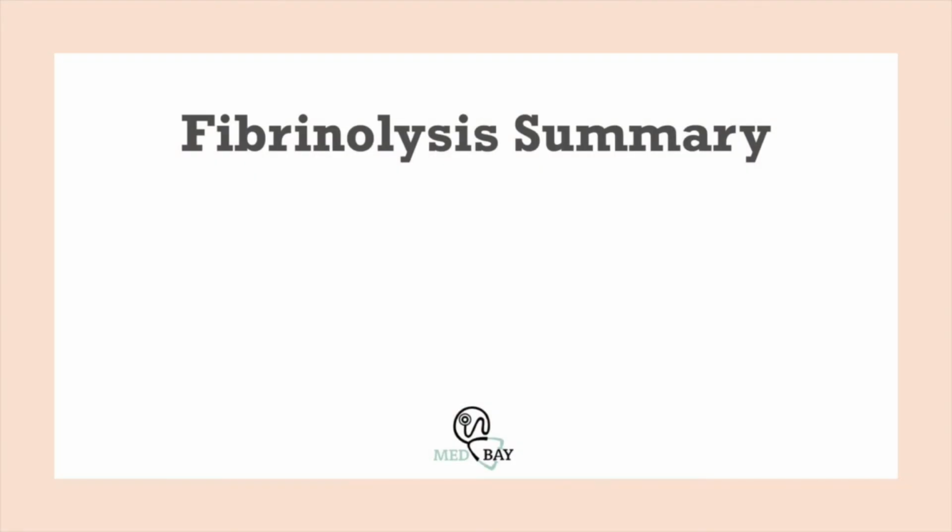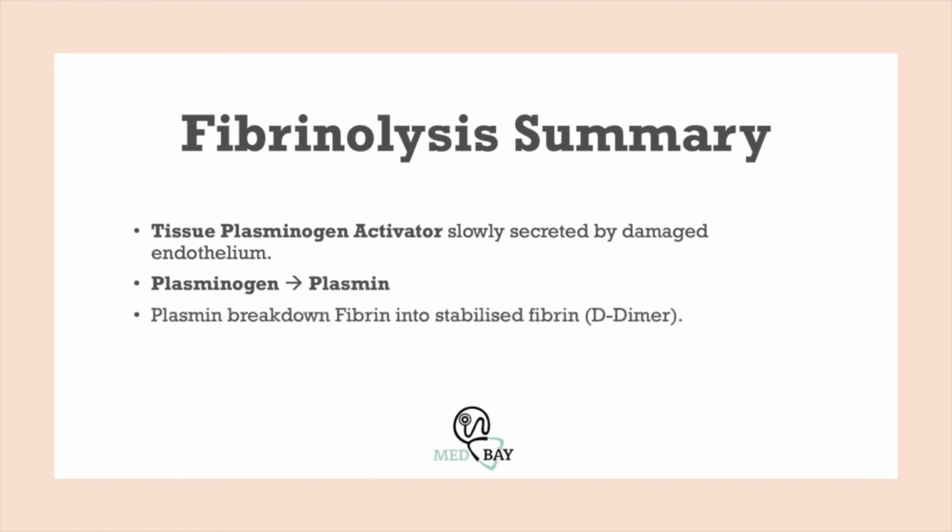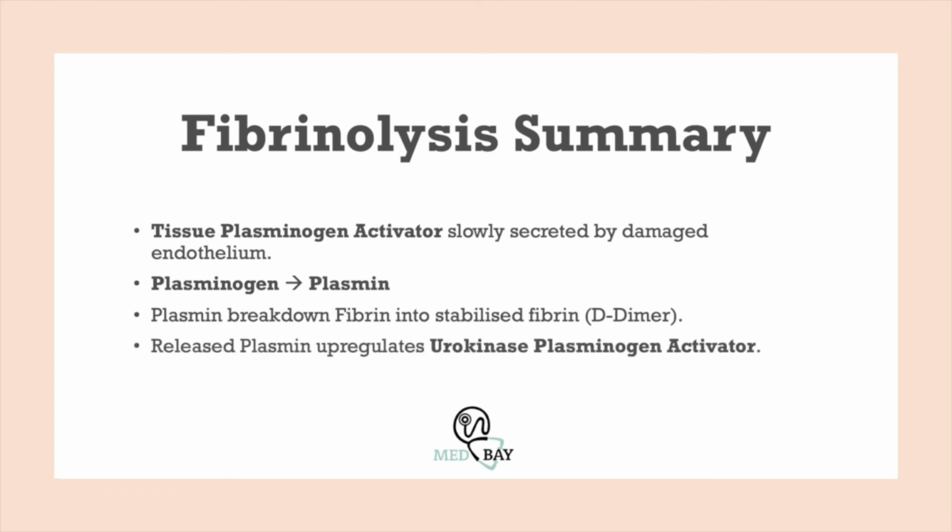Here's a quick summary of fibrinolysis. TPA is slowly released by the endothelium from the time of damage. This activates plasminogen into plasmin. Plasmin breaks down fibrin fibers. Increasing levels of plasmin upregulate UPA, which increases plasmin levels, breaking down even more fibrin clots.